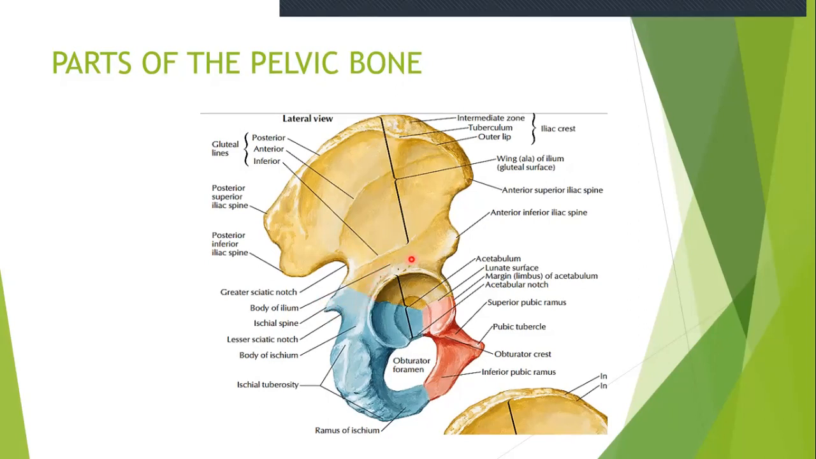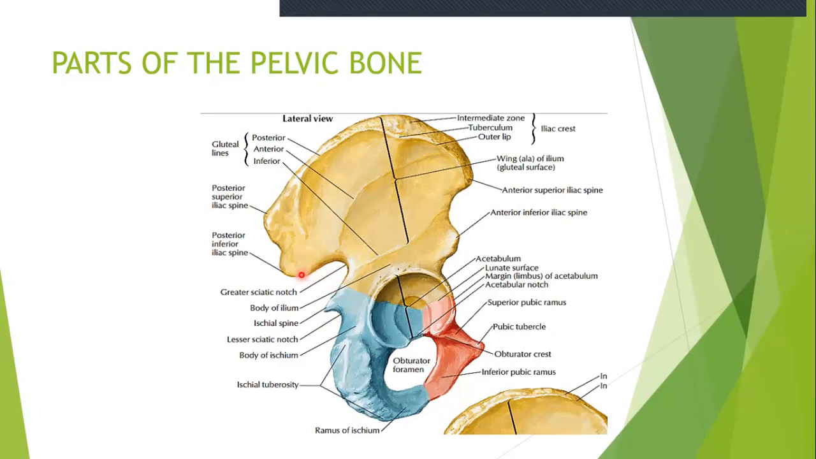Then you can see here is the body of ilium below the inferior gluteal line. That is where the body of ilium is. Then you can see another very important feature. There is a notch here, and also this one. You can see there are two. This one, which is below the ischial spine, is known as the lesser sciatic notch. Then this which is above is known as the greater sciatic notch.